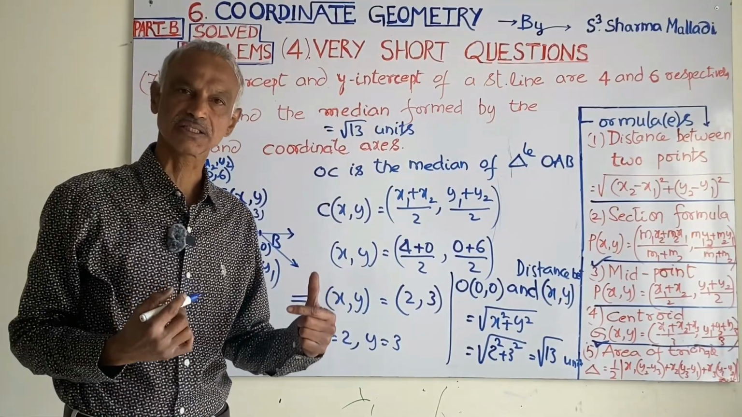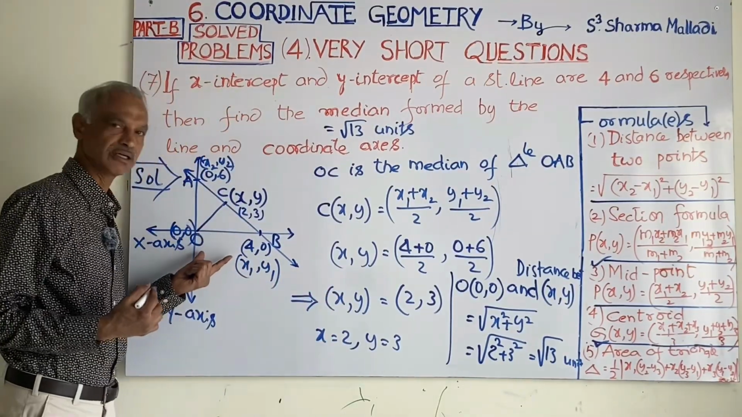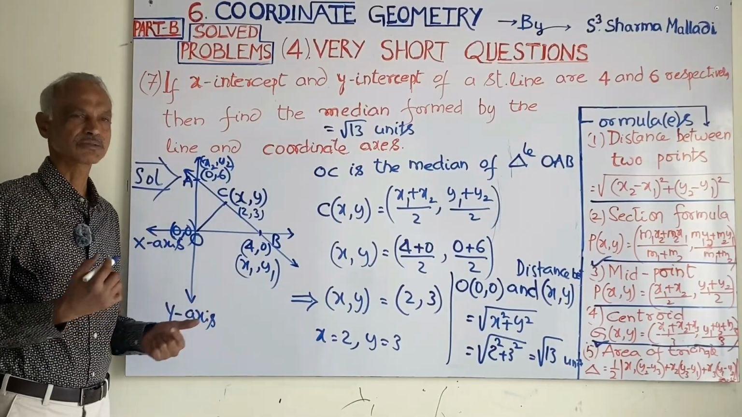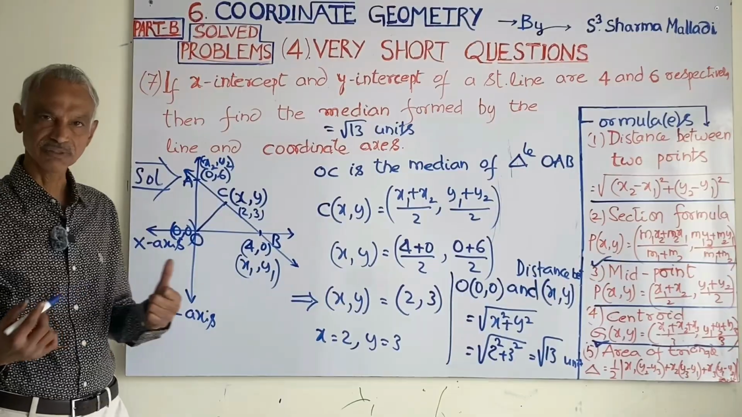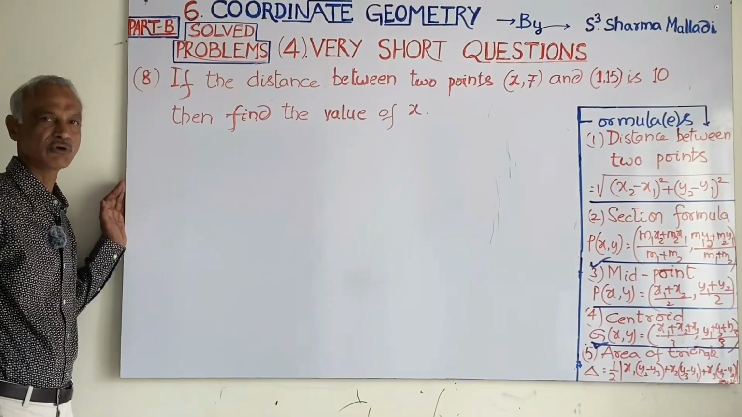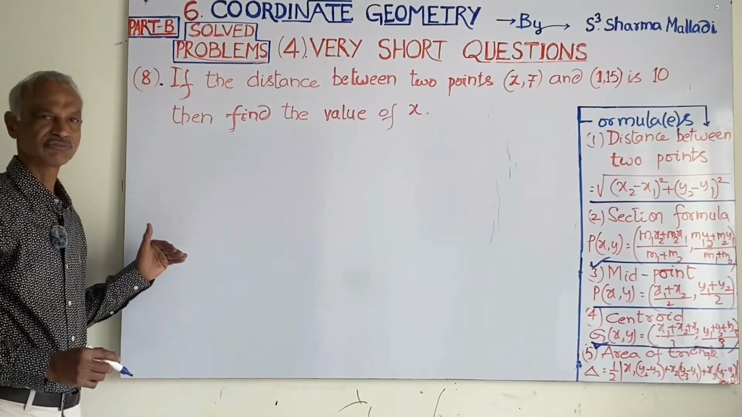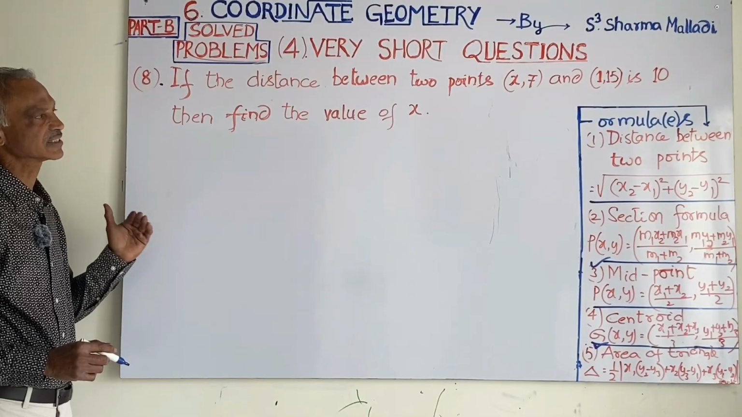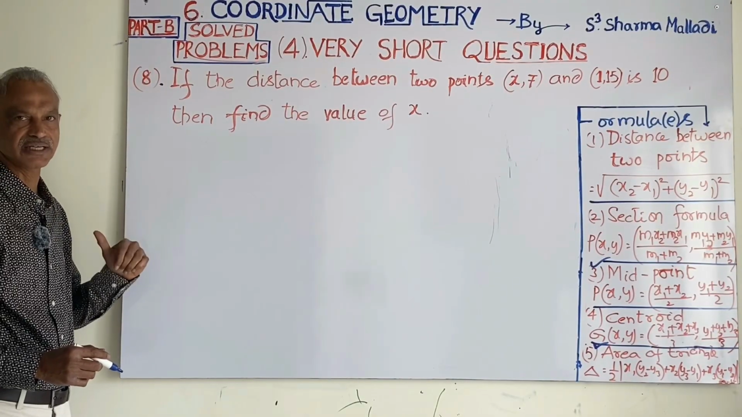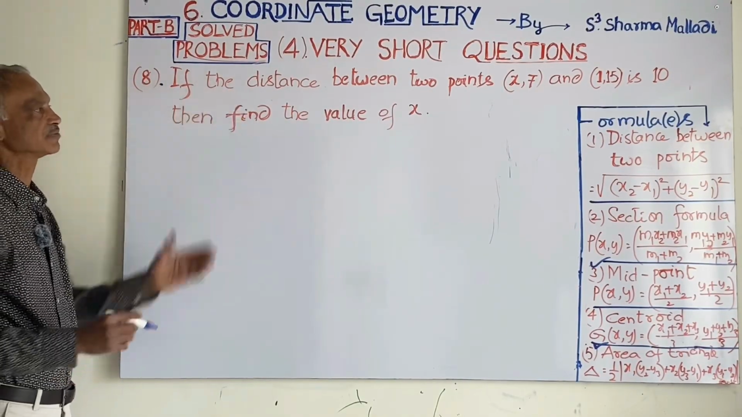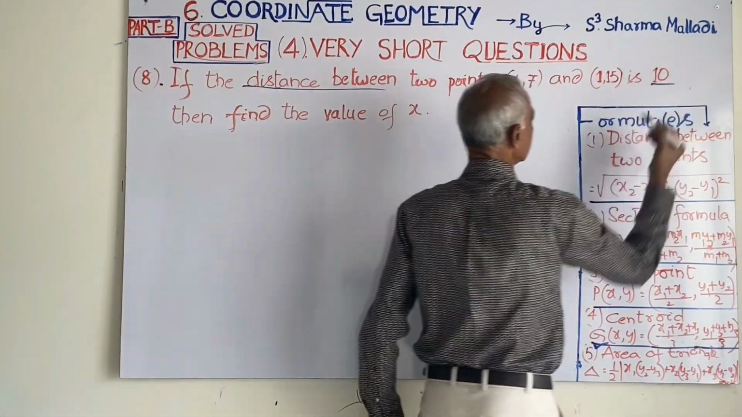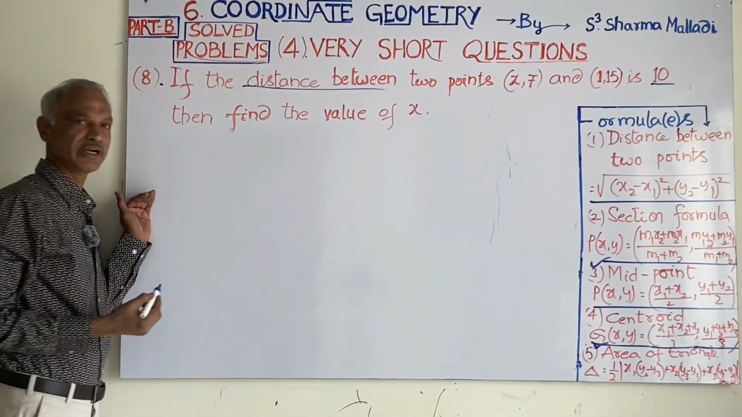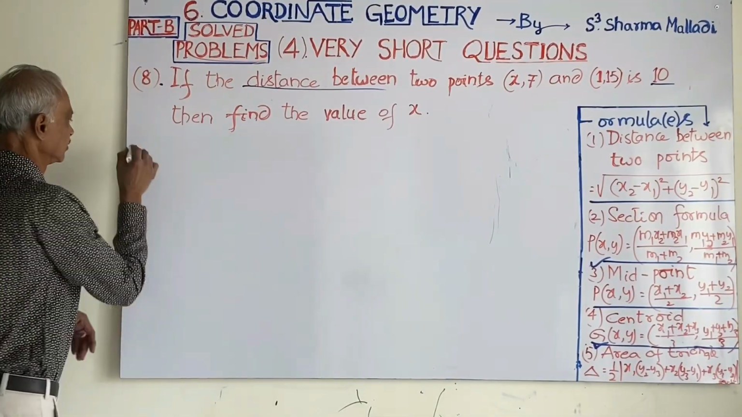Like this you should understand the problem and draw the diagram. You should know the formulas so that it is very easy to solve the problems. Now what is the 8th problem? If the distance between 2 points (x, 7) and (1, 15) is 10. He has already given the distance between the 2 points, that is 10. And what we have to find? Then find the value of k.